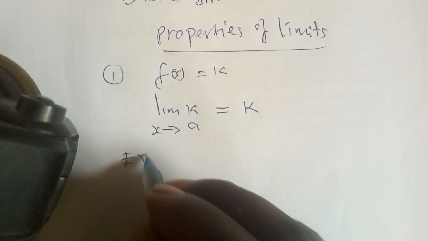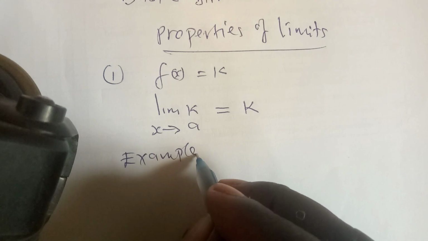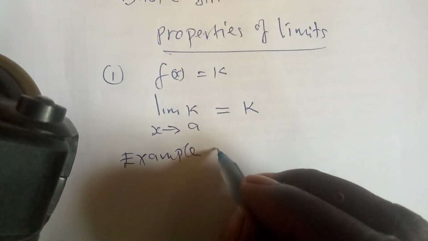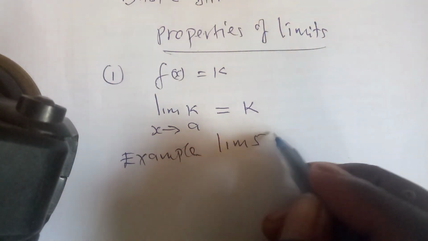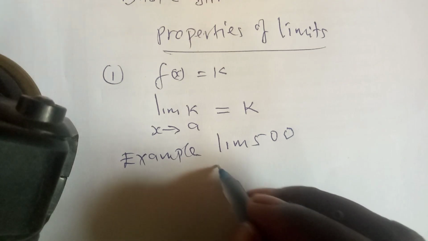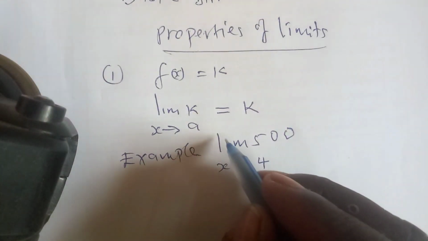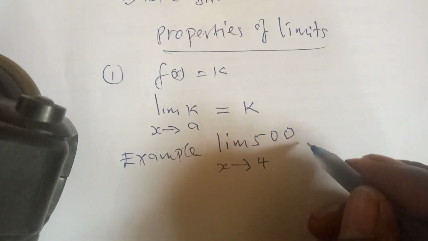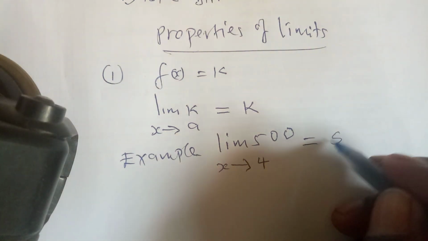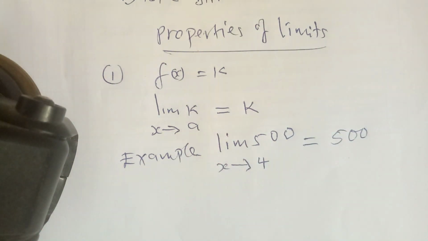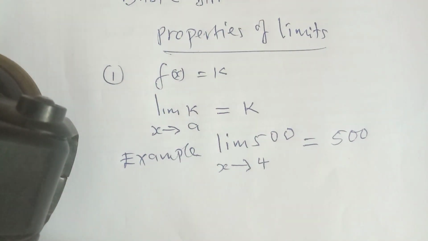For example, if you have the limit of 500 as x goes to 4, this is something as the limit of 500. From this definition, this is what we call a constant limit.